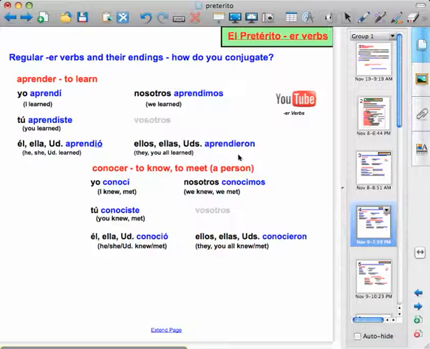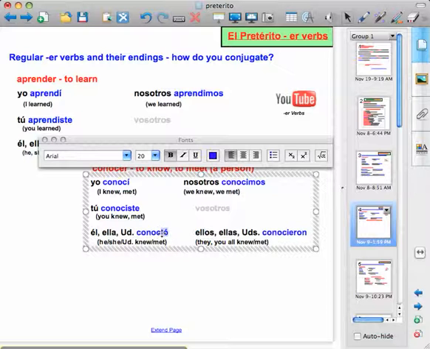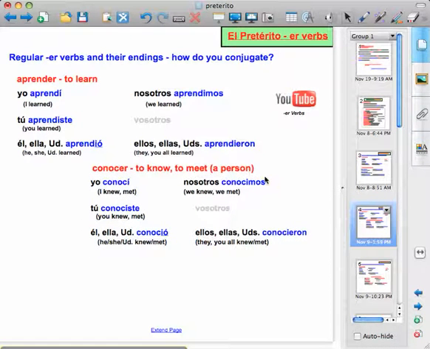Aprendimos and aprendieron. So what do you notice about this? This is an ER verb, and in the present tense we always had E endings, but we have all I endings here. Okay, so keep that in mind for a second. Look at how they did conocer. It means to know or to meet a person. Conocí, conociste, there's that conoció, all right, that I-O. It's important to remember that I-O with an accent. Nosotros conocimos, ellos, ellas, and ustedes conocieron, all right?